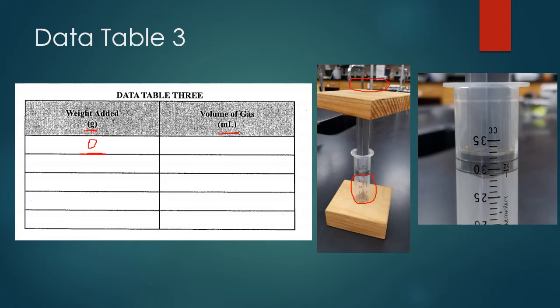So when there's no weight on top of that wooden platform, what is the volume of the gas in the syringe? I have a close-up here. You can see the volume of the gas, and we're reading it from this line right here. Okay, we're not reading it from where the point is on the syringe, but where this line is. So you can see this is where 30, so this would be 29, right? 29, and then we have 28, 27, 26, and then 25. So the gas originally with 0 mass is at 29 milliliters. So that's our first data point.